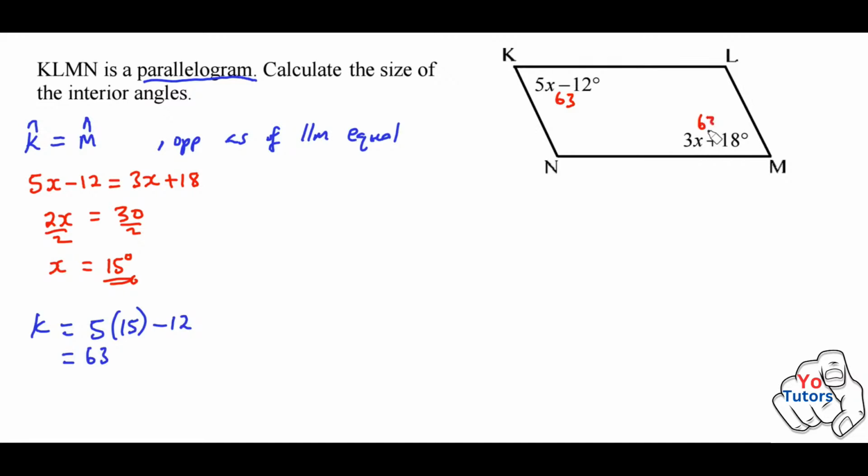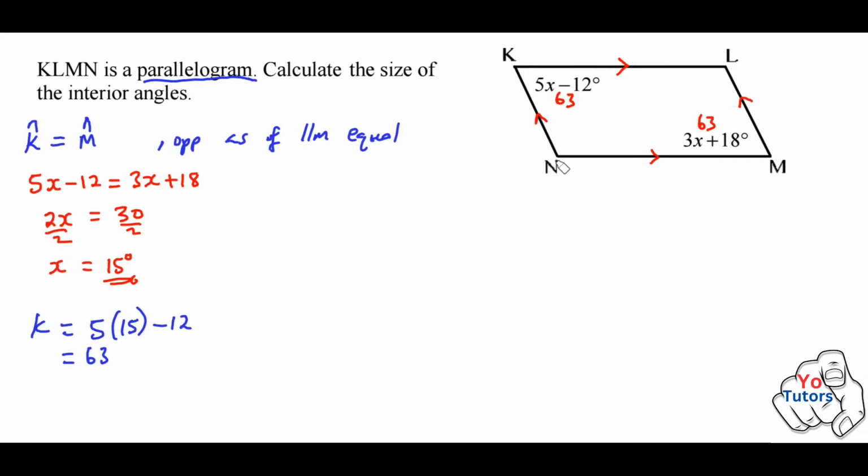This is going to be 63. There is no need for us to actually calculate to find what the angles are, what 3x plus 18 is, because we know that these two are equal. Okay, so now what are we going to say? Since we are told that it's a parallelogram, remember, you can just put your arrows. If they are not there, you can just put your arrows when you're told that it's a parallelogram. Now, in that case, what are we going to do now?